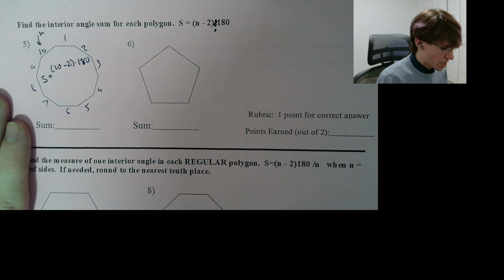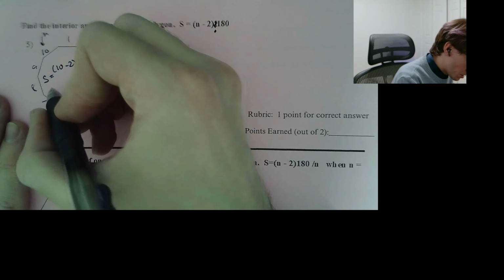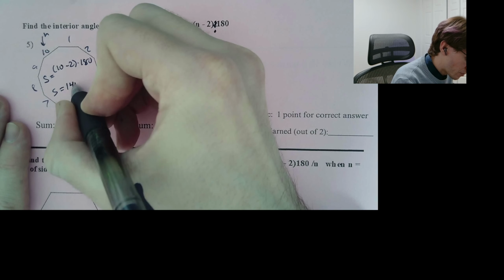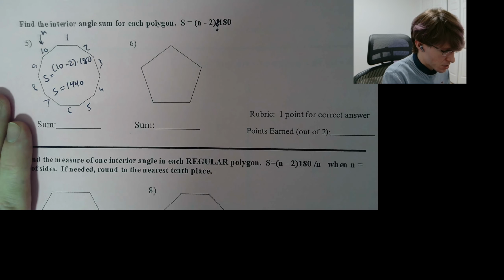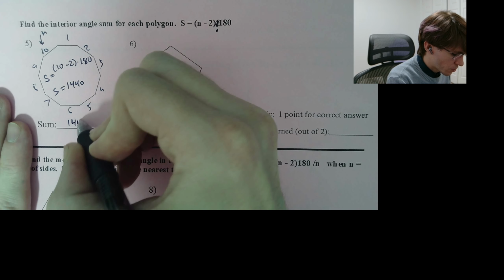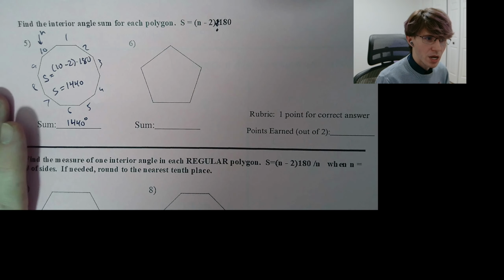That'll happen in number 7 and 8. You throw that into your calculator and you'll figure out that the sum is in fact going to be 1,440. You just multiply them, put them into your calculator exactly as it appears, and everything will work out just fine. So we end up with 1440 degrees for this one.